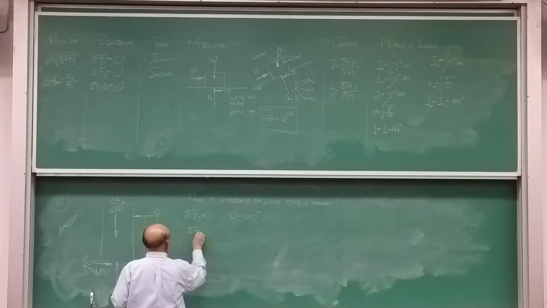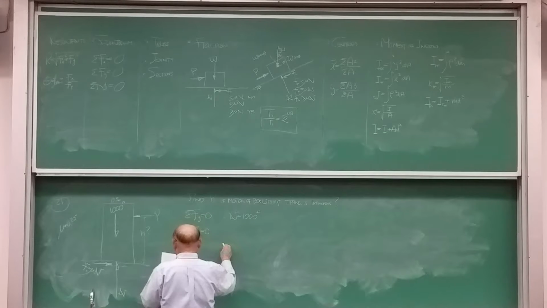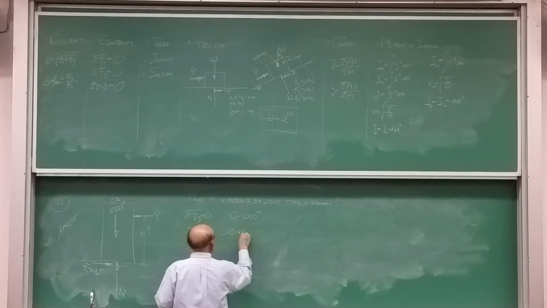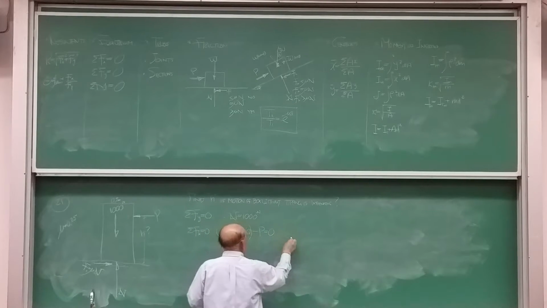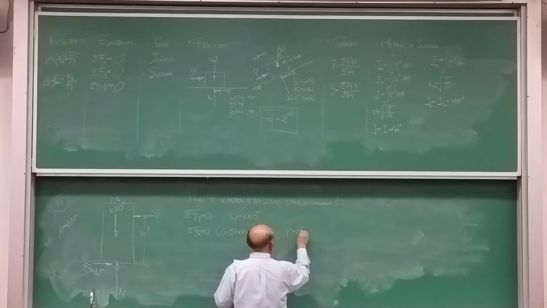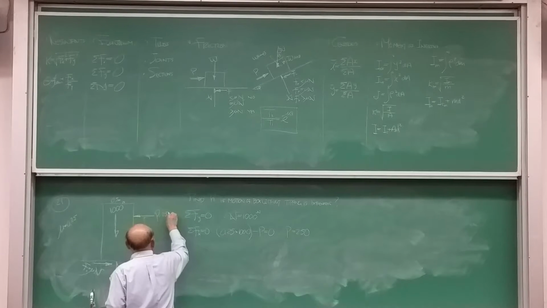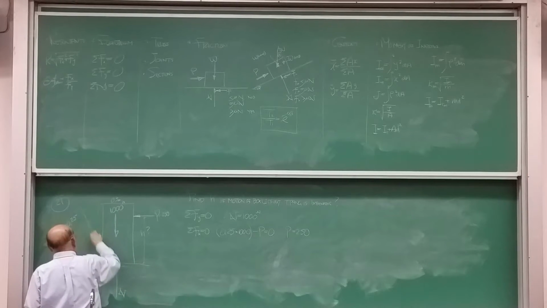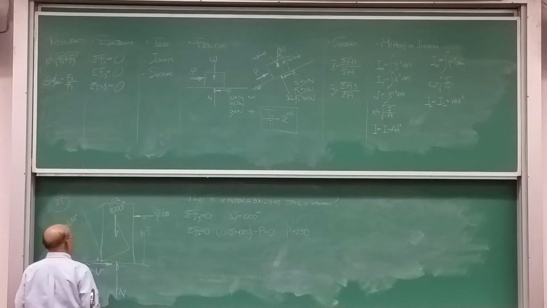Summation of force in the x must be equal to 0. Mu times N, 0.25 times N minus P is equal to 0. So P has to be 250. So we know that this one is going to be 250. But if you overturn, they will overturn with respect to the point A.